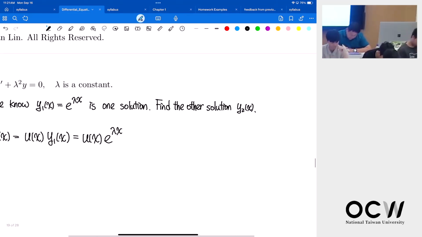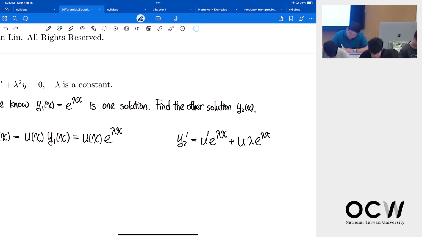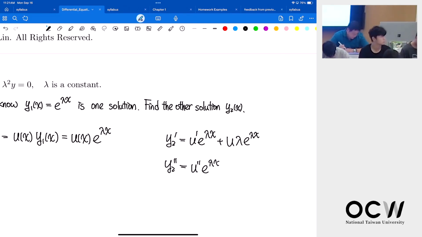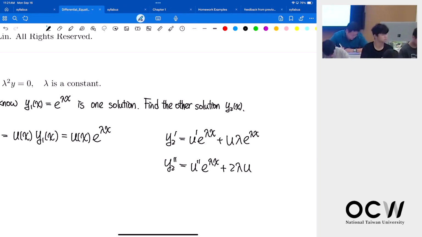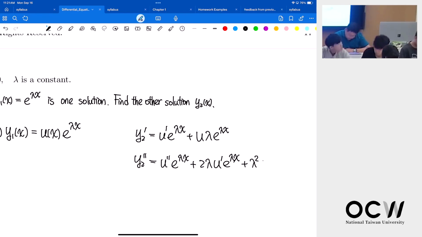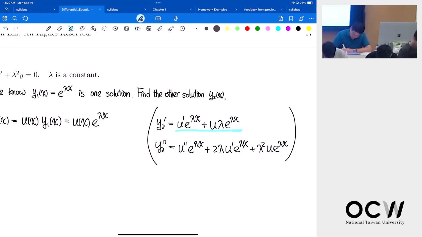Okay, for the side note, y2 prime is u prime e to the lambda x plus u lambda e to the lambda x, and y2 double prime will be u double prime e to the lambda x plus 2 lambda u prime e to the lambda x and then lambda squared u e to the lambda x.